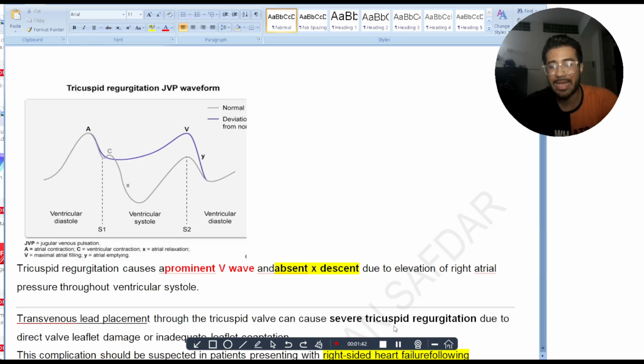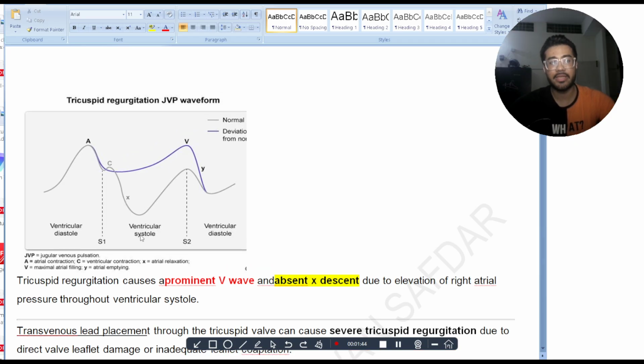So let's start with the X descent. As it states here, it's ventricular systole. So when the ventricles start contracting, this bulge, that is the C wave, indicates that the tricuspid valve closes, and due to the pressure of the ventricles, it bulges back into the atria, causing a transient increase in the pressure in the atria. So this increase in pressure is denoted by the C wave, and then the pressure suddenly drops. Why does the pressure suddenly drop? Because the atria are contracted, and as the ventricular contraction starts, the atria start relaxing. So the X descent denotes the atrial relaxation.